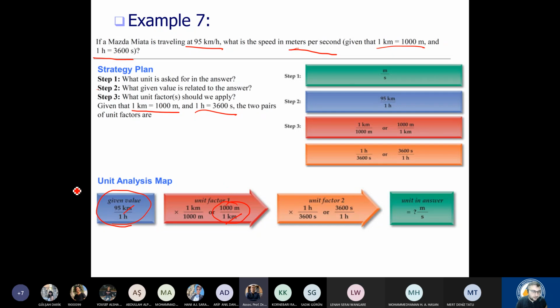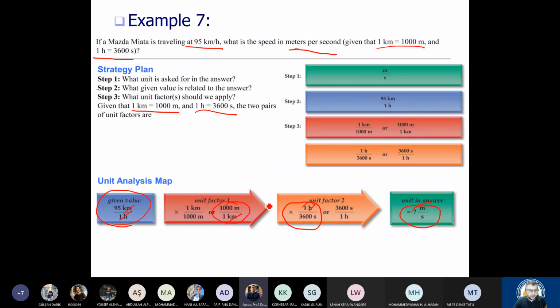So now it becomes meter over hour. Now you can multiply by 1 hour over 3600 seconds or 3600 seconds over 1 hour. Which one is better? First one. Why? Because this is hour, so they can cancel each other. And at the end, you will find your answer in meter per second.